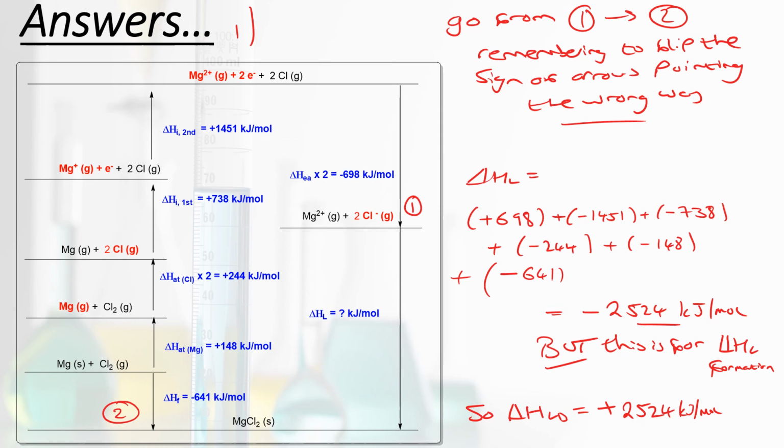But remember that the question asked us to calculate the lattice dissociation enthalpy, not the lattice formation enthalpy. And we know that lattice dissociation, to break it apart, is going to be an endothermic process. We have to take energy in to do that. So our actual answer is positive 2,524 kilojoules per mole. Always remember the unit.